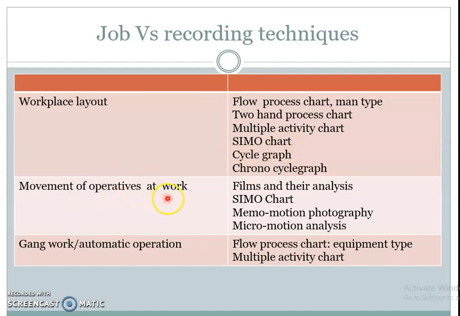For movement of operatives at work, we can use film analysis to record it: SIMO chart, memo motion photography and micro motion analysis. The first two will be in our discussion in the next part. For gang work or automatic operation, we can depict or record this activity with the help of the flow process chart, equipment type, or multiple activity chart. These are the various activities and recording techniques discussed here.